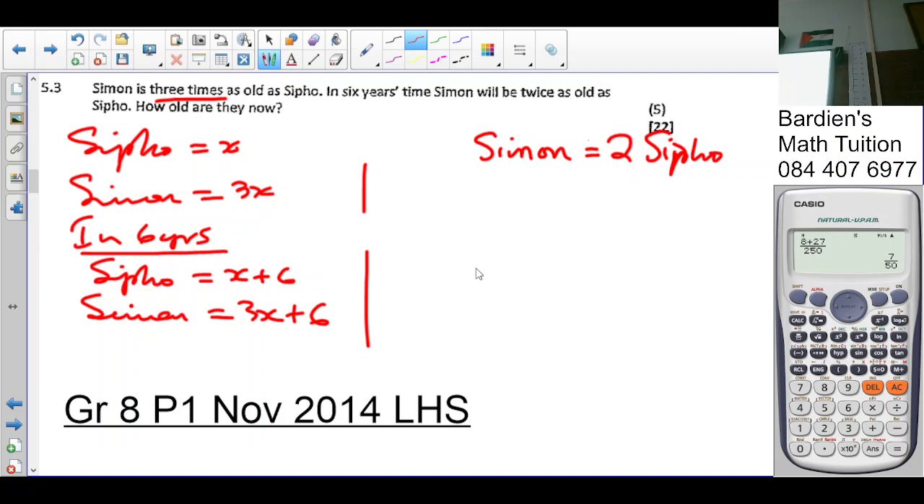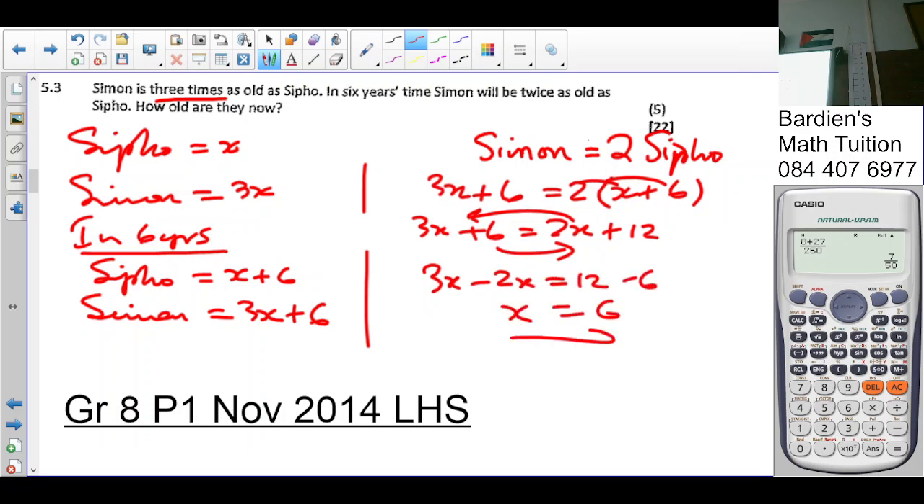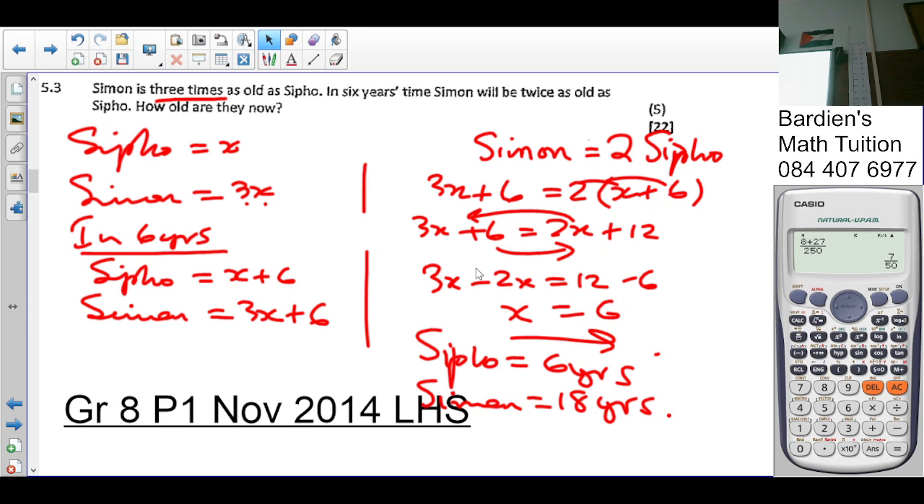So, in 6 years' time, Simone will be 3x plus 6, which is 2 times x plus 6. Okay, so it's going to be 3x plus 6 is equal to 2x plus 12. x is one side, numbers the other side. So it's 3x minus 2x is equal to 12 minus 6, which is 6. So currently Sipo is 6 years old, and Simone is going to be 3 times 6, which is 18 years old. Okay?